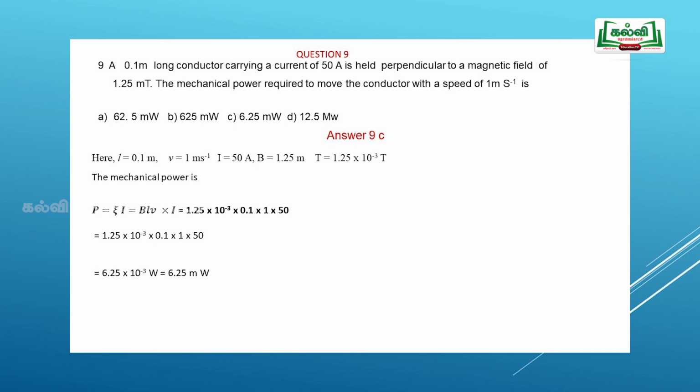So, if you have to move the conductor, what is the induced EMF? That is the voltage, BLV. So, for voltage into current, it is BLV into I. Just simple substitution. You need not worry at all. Just find the answer, substitute, and it's all very easy calculations with 10 powers, right? Then next one is question number 10.